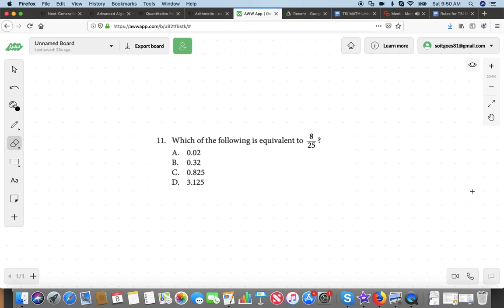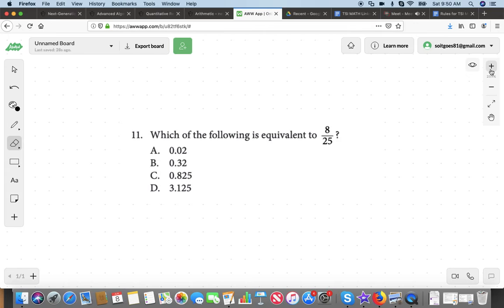Go to question number 11 for me, please. Which of the following is equivalent to 8/25? 8 over 25. Okay, 8/25 is close to what fraction?